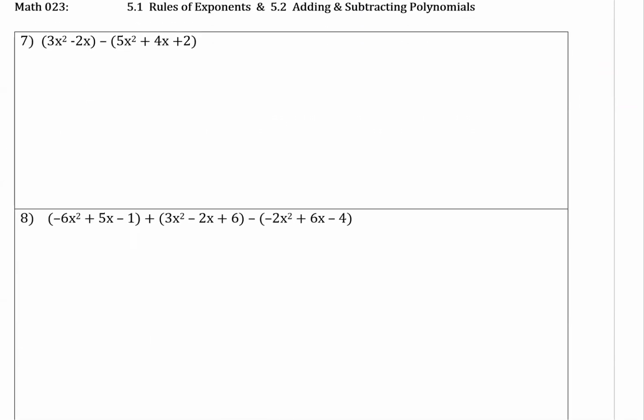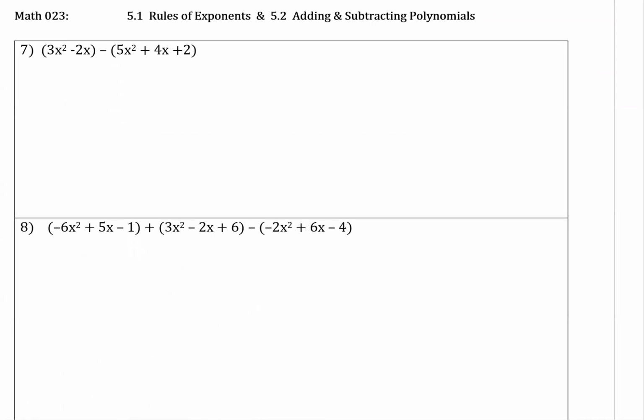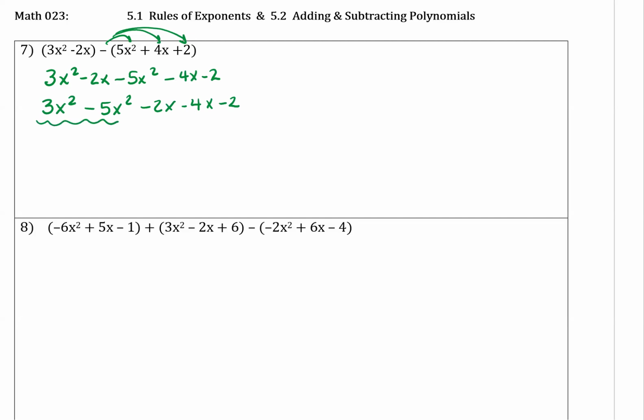All right, number 7. Three x squared minus 2x minus 5x squared minus 4x minus 2. You can group your like terms together if you'd like. And combine like terms. 3x squared minus 5x squared, negative 2x squared.